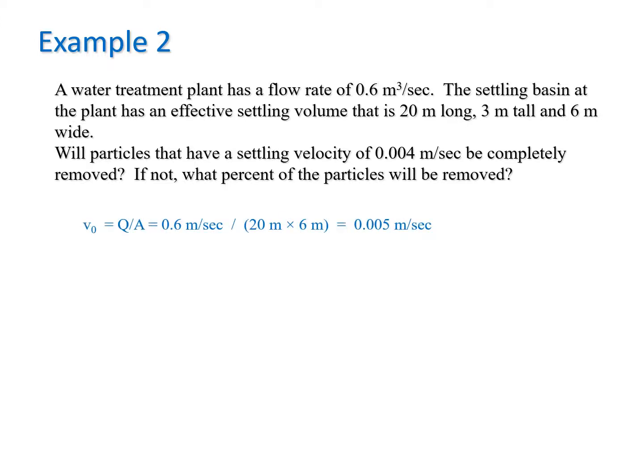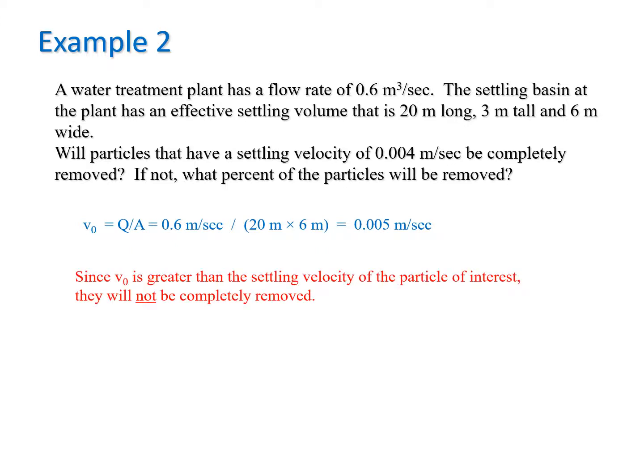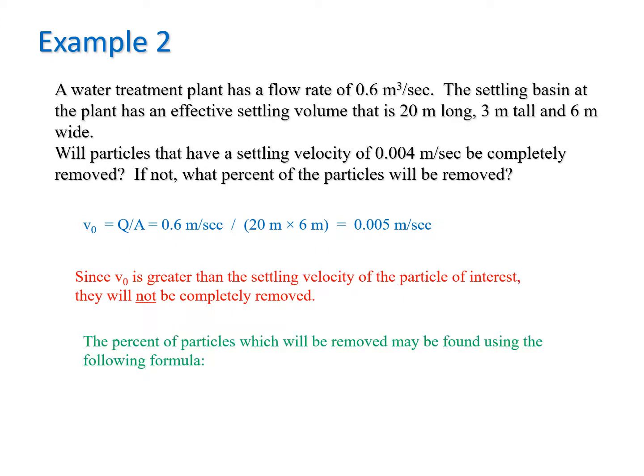So the answer: we know that V initial will be Q over area. Q is 0.6 meters cubed per second. Here there's a typo, it should be 0.6 meters cubed per second over area, where the area will be 20 meters times 6 meters. The answer will be 0.005 meters per second. Since V initial is greater than the settling velocity of the particle of interest, they will not be completely removed.